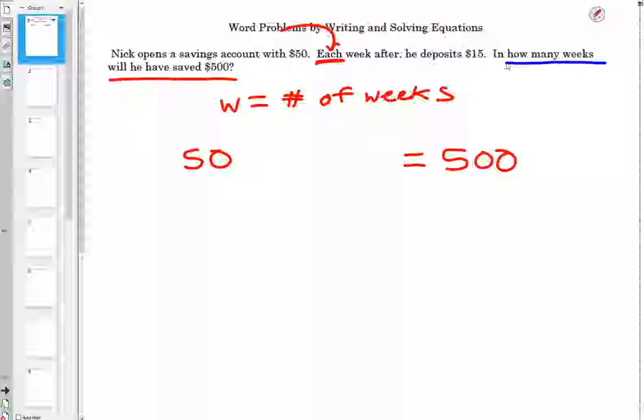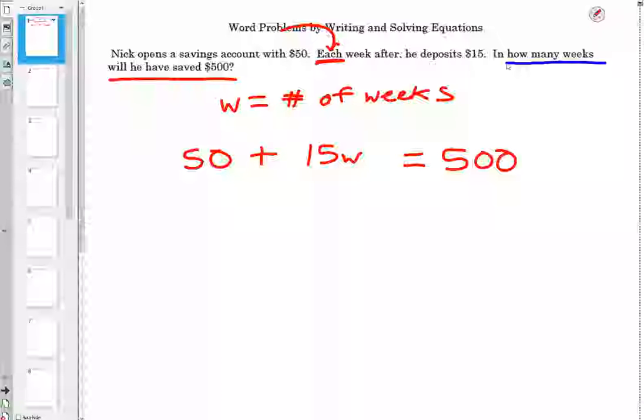Each week he deposits 15. How do you think I would describe that? 15 times. So you might want to add that to that paper there. Put each as a multiplication word. But the English language is tricky, because that word each, depending on how it's used, could even mean division sometimes.